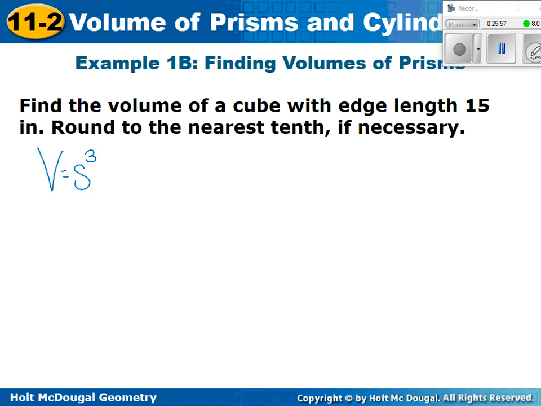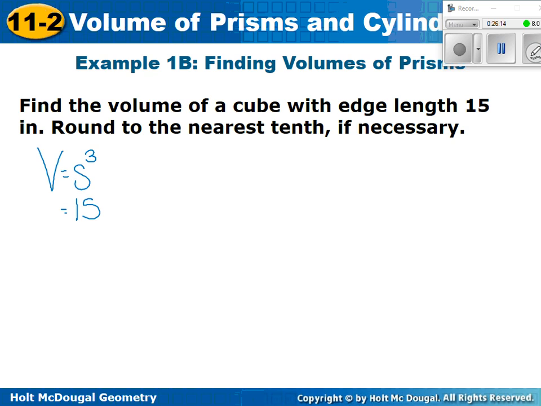Remember that the edge of a cube is the side length of your cube. So that's what this S stands for, the edge length. So we're just going to plug in 15. Now, do you know where the cubed button is on your calculator, or how to do 15 cubed?